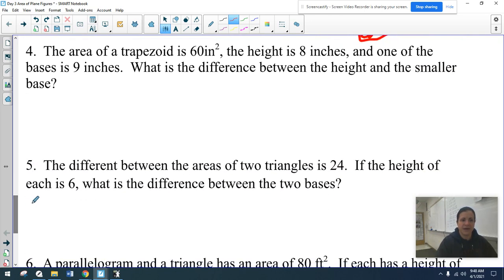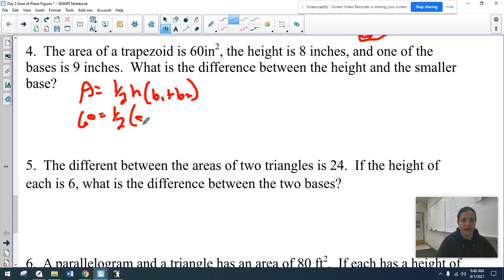Okay, next I've got area of a trapezoid. So area of a trapezoid, as soon as I see that, I'm writing this down. Let's fill in what we've got. So we've got the area 60. We've got the height as 8. And one of the bases is 9. Doesn't matter which one you pick.